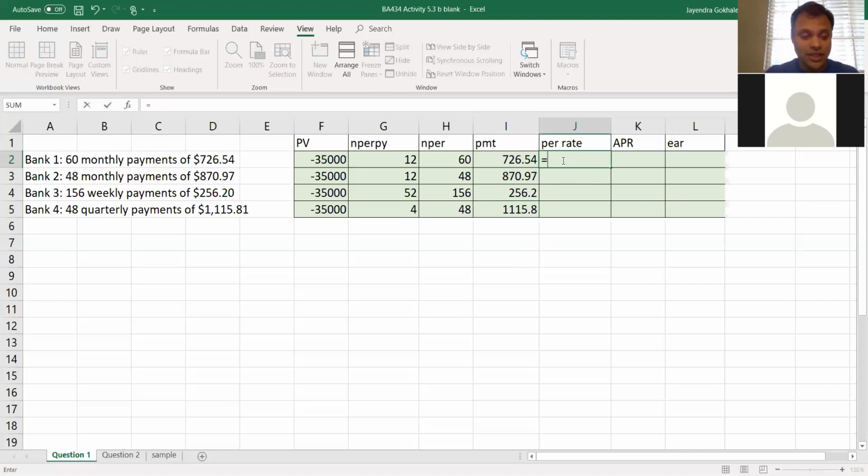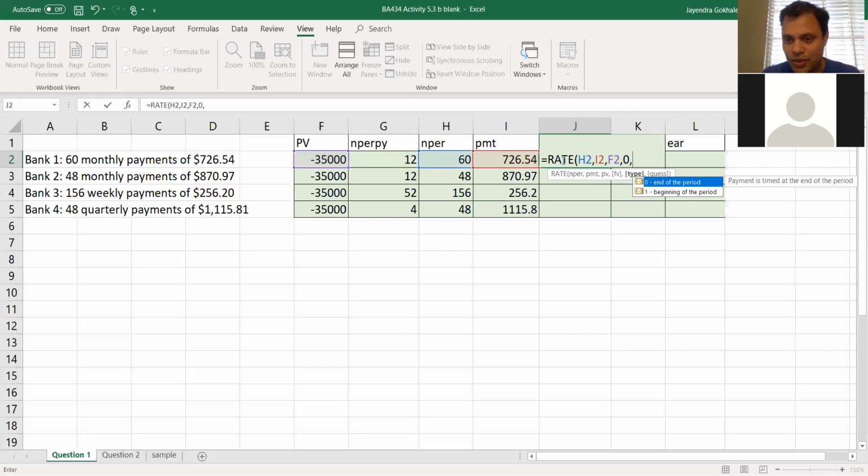For this, I use the rate function. For the rate function, essentially, the number of periods is 60. The payment is 726. The present value is minus 35,000. The future value is zero because we'll pay the loan down. We will do it end of the period. And my guess is my lucky number is 7%.